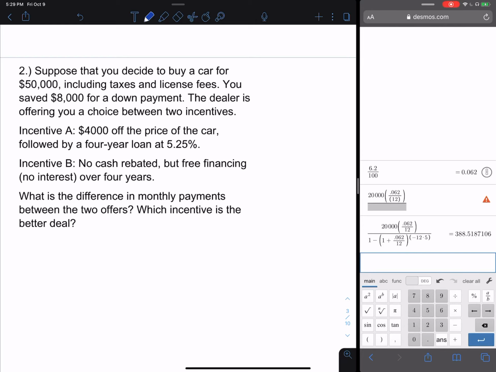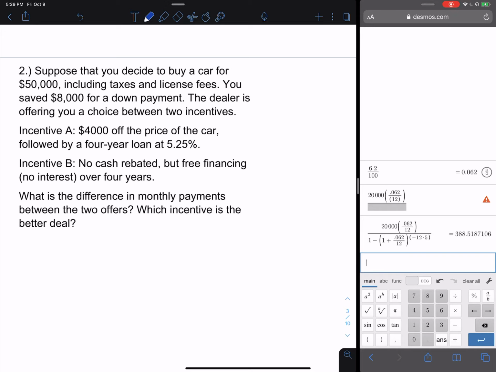The next example says, suppose that you decide to buy a car for $50,000, including taxes and license fees. You saved $8,000 for a down payment. The dealer is offering you a choice between two incentives. Incentive A is $4,000 off the price of the car, followed by a 4-year loan at 5.25%. Incentive B has no cash rebated, but free financing, no interest over 4 years. What is the difference in monthly payments between the two offers, and which incentive is the better deal?